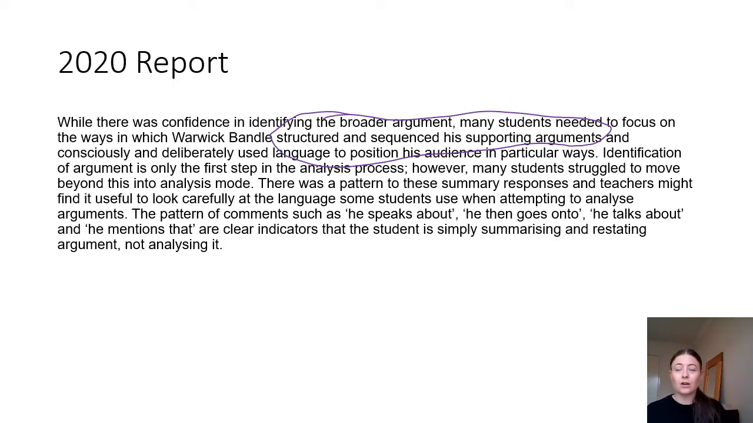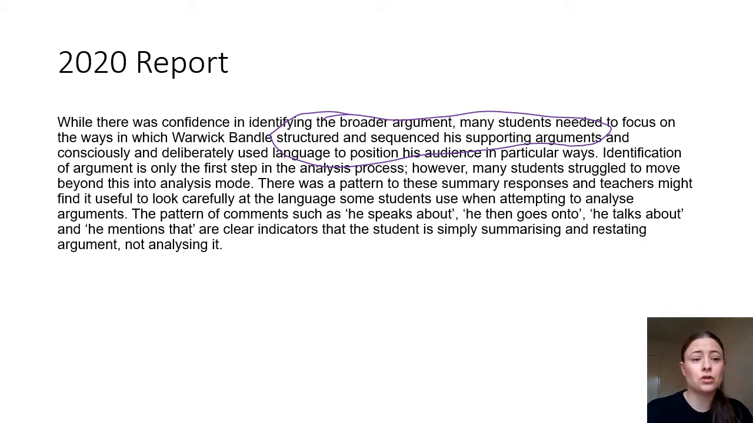Then the next paragraph might start with, having been very explicit in his contention, Bandel introduces the idea of economic concerns. And then the next one might begin, having shown his understanding of the economic implication of drones, Bandel then looks at and moves on to the next. So, identification of argument is only the first step in the analysis process.